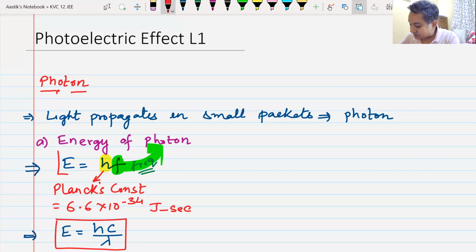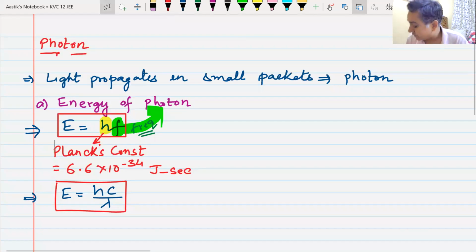This chapter only consists of simple things. Remember simple things. You will do very nicely in this particular chapter. Energy is HC by lambda or H into F. Now this energy, which you find out from this formula, put the value of Planck constant. C is the speed of light, 3 into 10 raised to the power 8 meter per second. Lambda is the wavelength, normally in Armstrong unit, 10 raised to the power minus 10. You will get the answer of energy in joules.